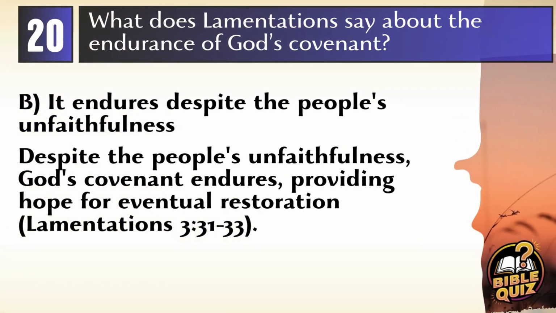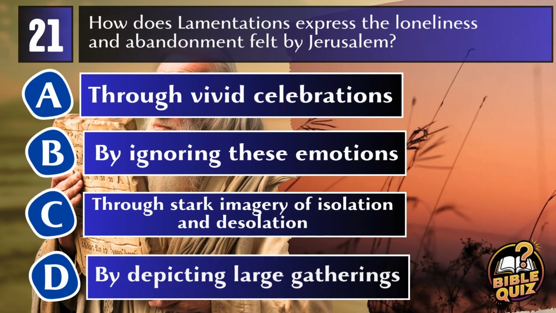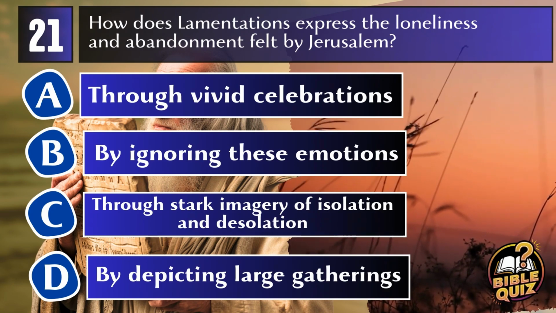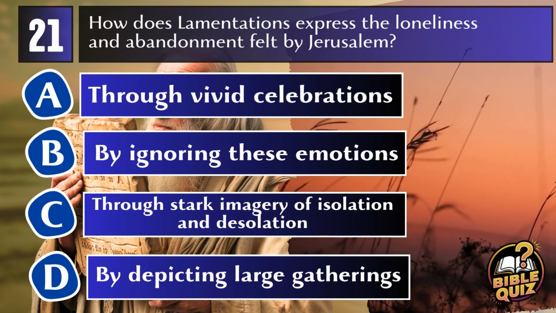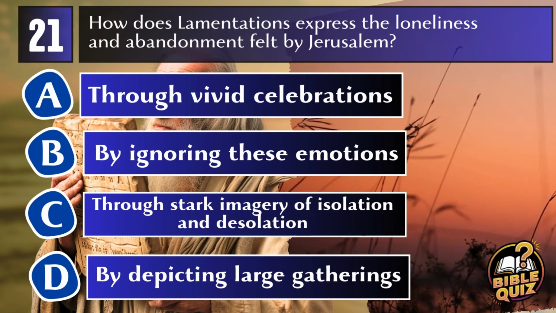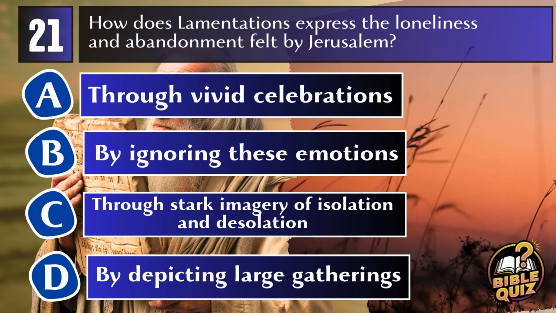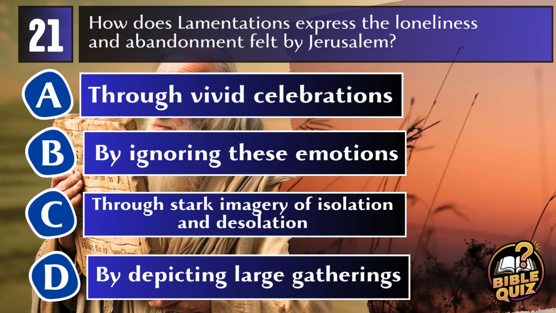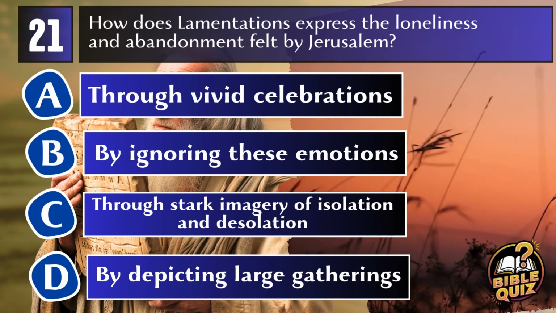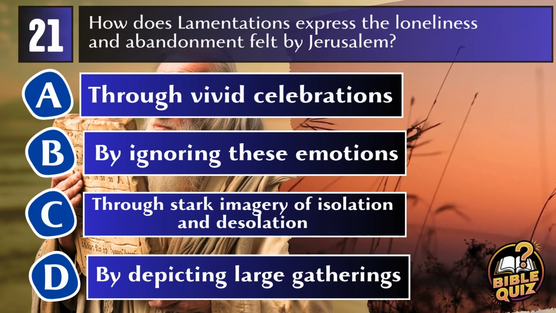Answer: B. It endures despite the people's unfaithfulness. Lamentations affirms that despite the severe judgment, God's covenantal relationship with his people endures, implying a foundational hope for future restoration. Lamentations 3:31-33. Question 21. How does Lamentations express the loneliness and abandonment felt by Jerusalem? A. Through vivid celebrations. B. By ignoring these emotions. C. Through stark imagery of isolation and desolation. D. By depicting large gatherings.